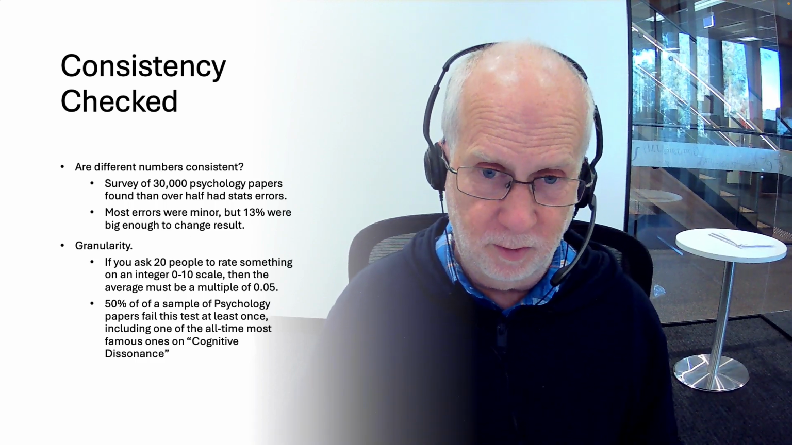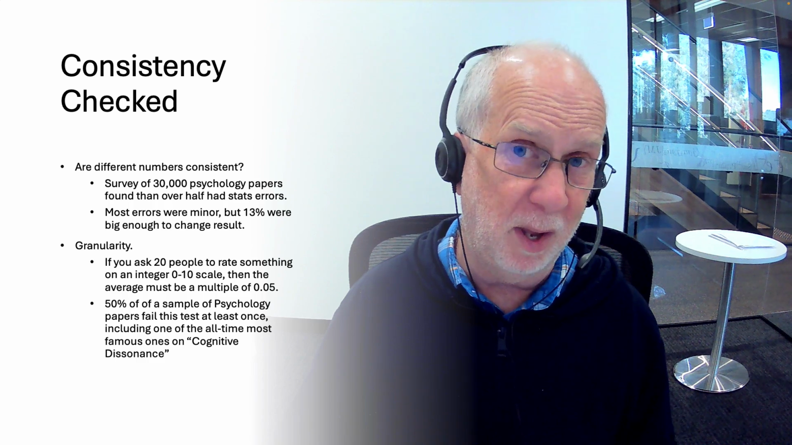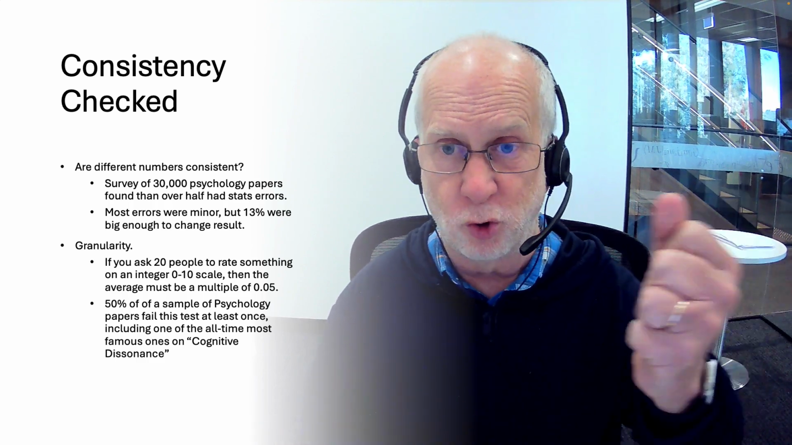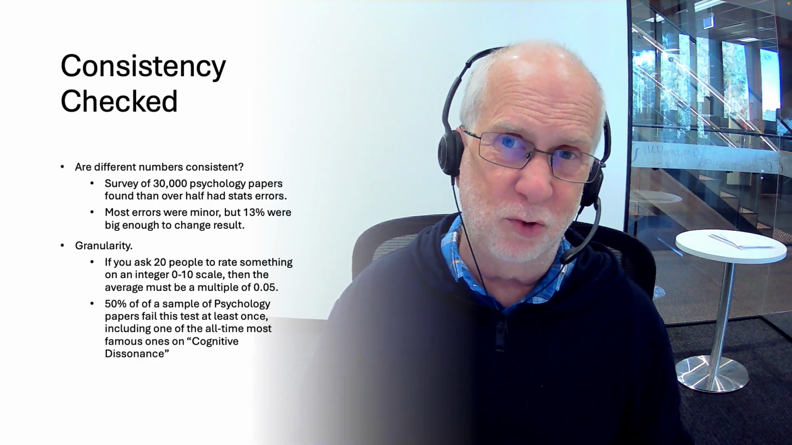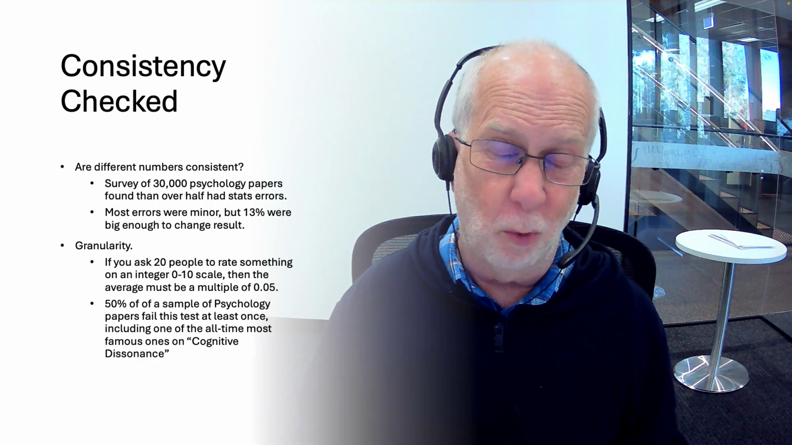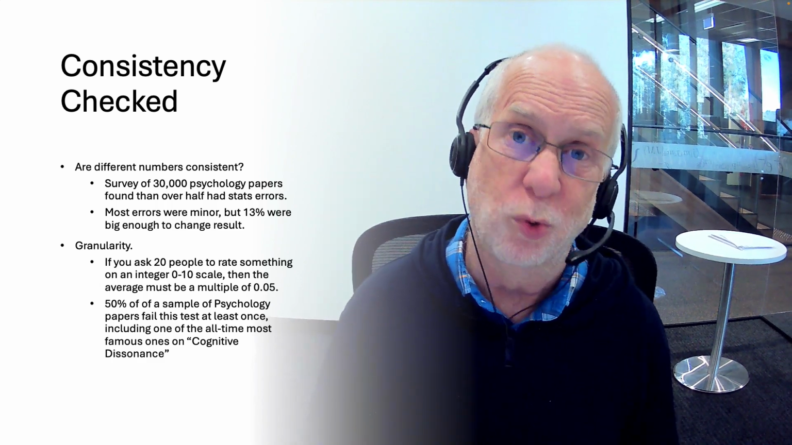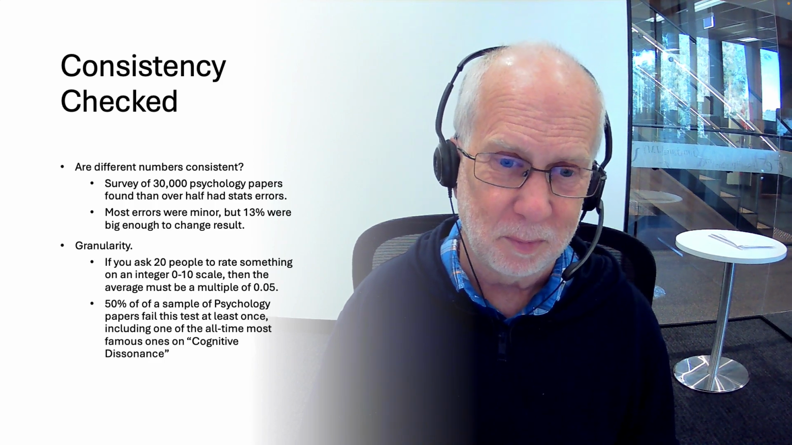And they've done a survey of over 30,000 psychology papers and discovered that over half of them had stats errors of some description, that different stats were inconsistent. You should have been able to derive this from that, and in fact you don't. Most of the time these were very minor errors and didn't affect the major result, but in 13% of these the error was so major it actually completely changed the result of the paper. Whoops! It's a lot of stats errors.